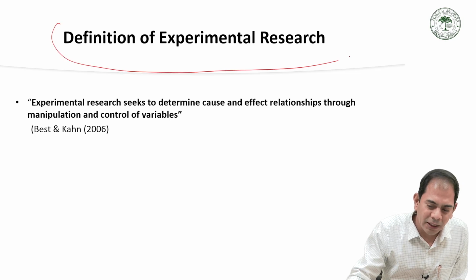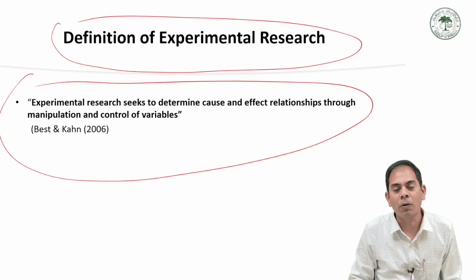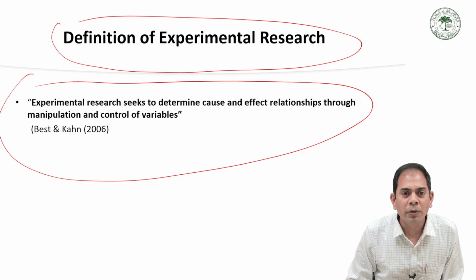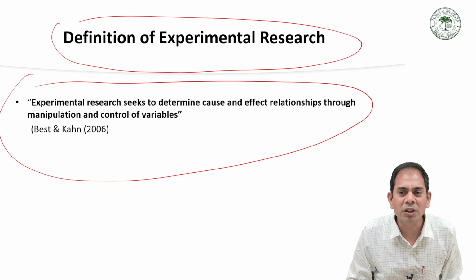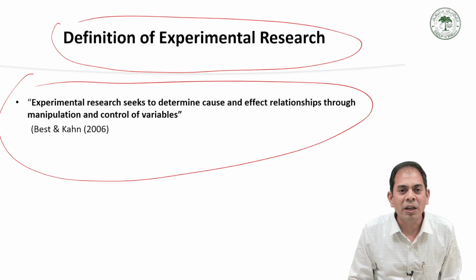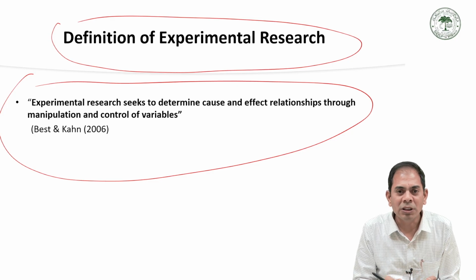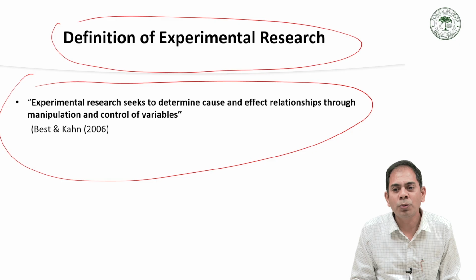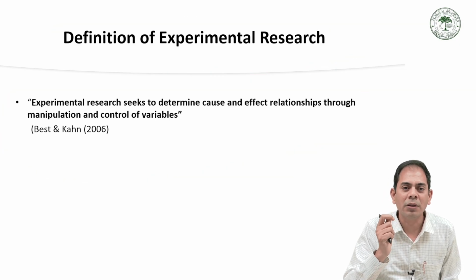How can you define experimental research according to different authors? Now let us look at the standard definition of experimental research, which is widely accepted in the field of research methodology. Experimental research seeks to determine the cause and effect relationship through manipulation and control of variables.